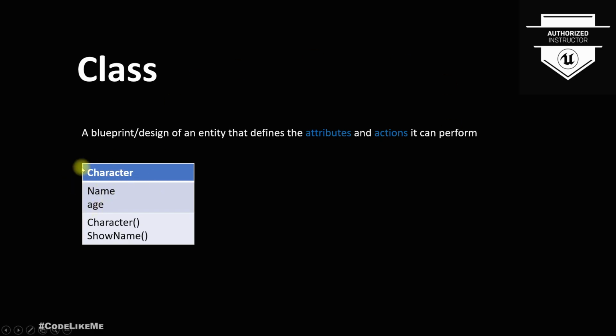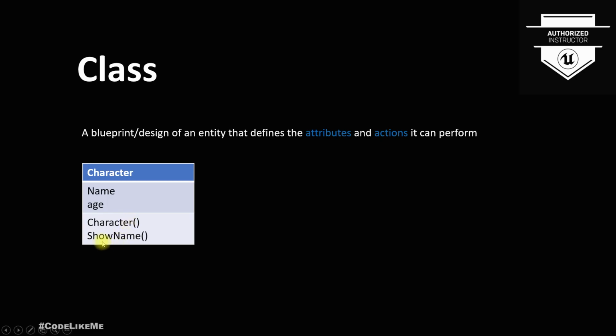In this example, I have given you a class called Character. So in the Character class, we can have attributes in the top part: name and age. So these are attributes or variables. And after that, we can have actions it can perform, so functions or methods. This one is a special type of function. We call it a constructor.